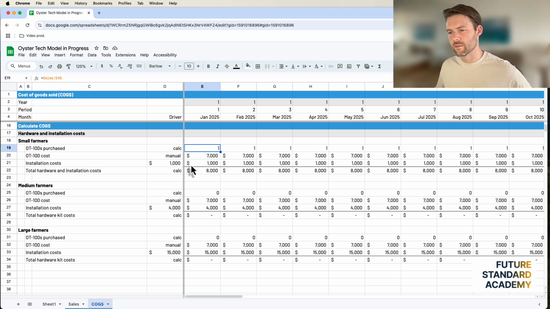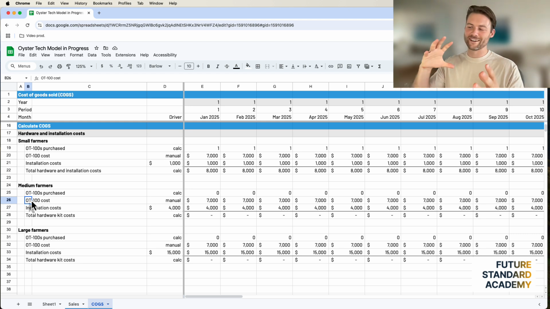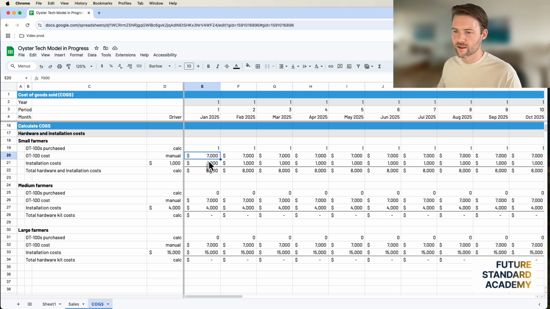Another point to be made here is that cost of goods sold is usually driven directly from sales. So there's something about sales that initiates the need for a cost of goods sold in the first place. In this case, in all cases, small, medium, and large farmers are purchasing these OT100 monitoring units. I picture them as just a box that collects data and floats on a buoy system, right? It floats in the water, or it attaches to the oyster cages in some way. Give you some idea there. So it's 7,000. Doesn't matter who it's for. It's going to be 7,000.